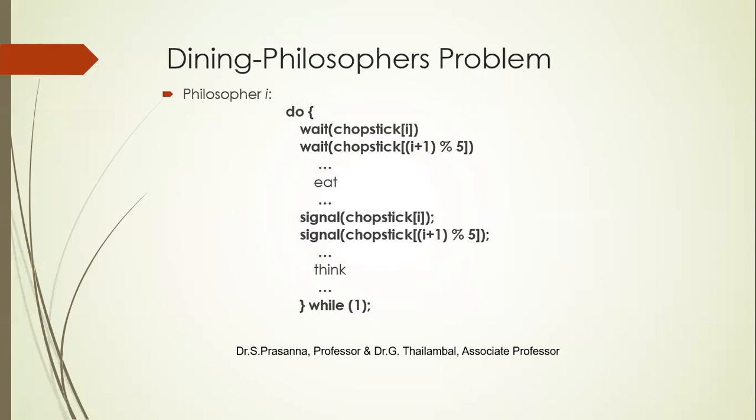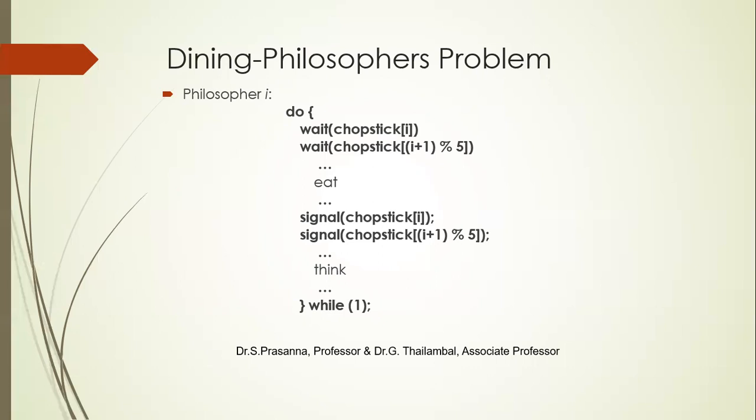Similarly, all the persons at the dining table, which is of circular design, need chopsticks. We don't know which scientist will take the chopstick and eat when he is hungry. Their work is to think and eat, and this process is continuously done by the philosophers. When the left chopstick of the first person is being used by the fifth person, the first person has to wait for his left chopstick. So a wait needs to be given for the first person. So wait of chopstick i is given.